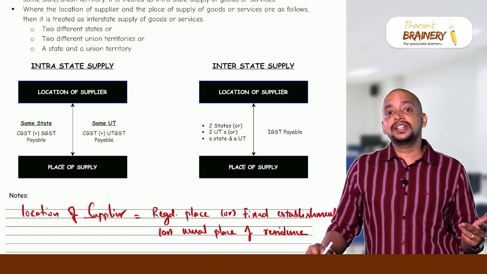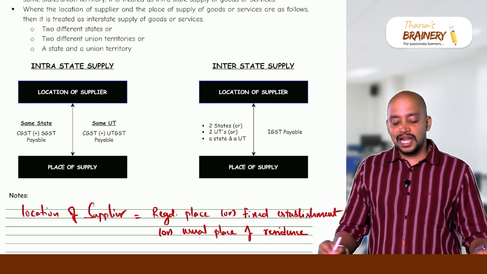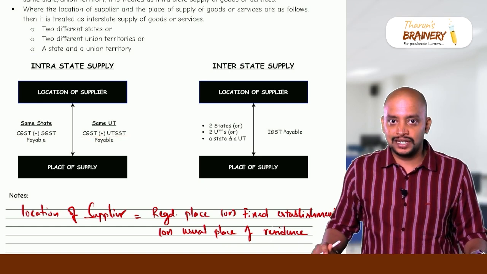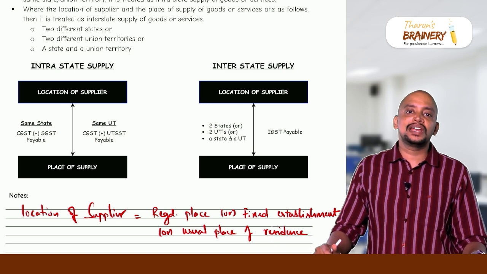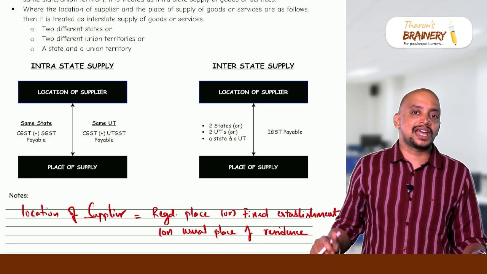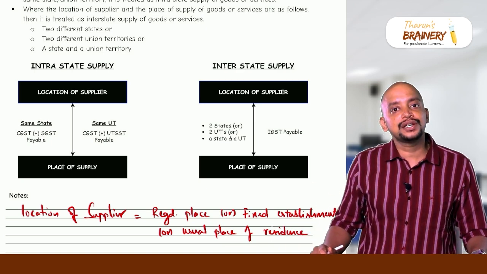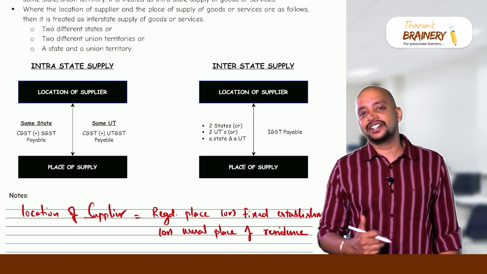Suppose if it is within the same union territory, the type of GST will be CGST plus UTGST. Okay. What is the full form of CGST? Central Goods and Services Tax. SGST, State Goods and Services Tax. UTGST, Union Territory Goods and Services Tax.